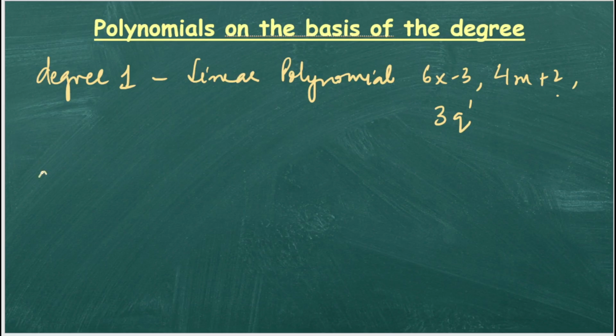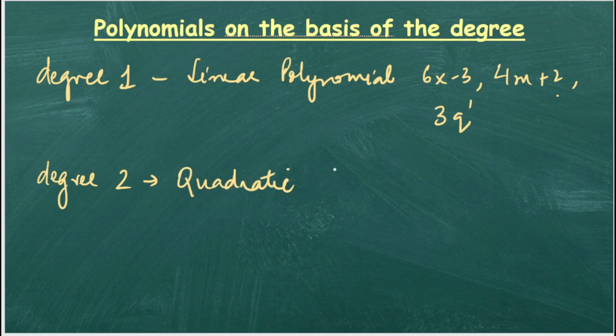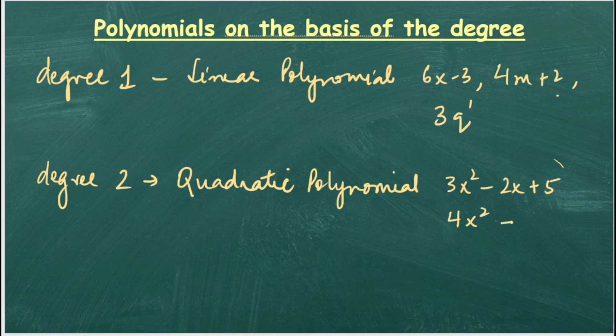Then the polynomial of degree 2 is called a quadratic polynomial. All right. Quadratic polynomials are very important. So the quadratic polynomials are like 3x square minus 2x plus 5. You can see the degree of this polynomial, or the highest exponent, is 2. Or I can write even 4x square minus 3, it's a quadratic polynomial, the highest degree is 2. Or even I can write 7y square, even this is a quadratic polynomial.